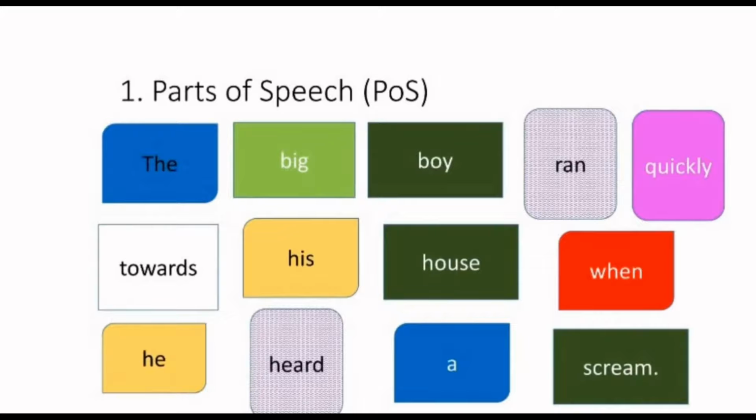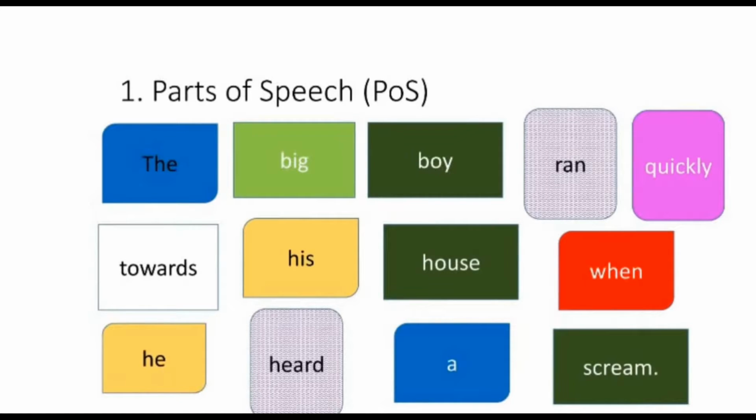Now, what is part of speech? Here are only words given in the box, and you need to know how to place those words in a particular way so that they make a proper sentence. For example, I have chosen very basic, very simple words to make a sentence, like: the big boy ran quickly towards his house when he heard a scream. If I use these words individually, it doesn't make any sense. But if I put them together in the correct place, that will make a proper sentence. This is how part of speech works.